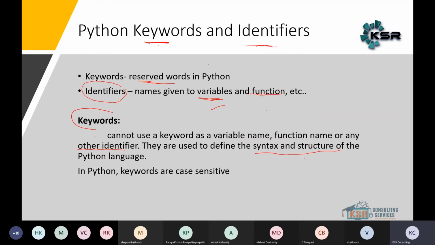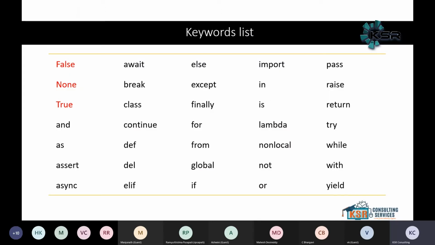As we mentioned, Python is a case sensitive language, so of course the keywords are also case sensitive. There are almost 33 keywords in Python 3.7, 35 keywords in the later version. If you remember, these are the keywords list.